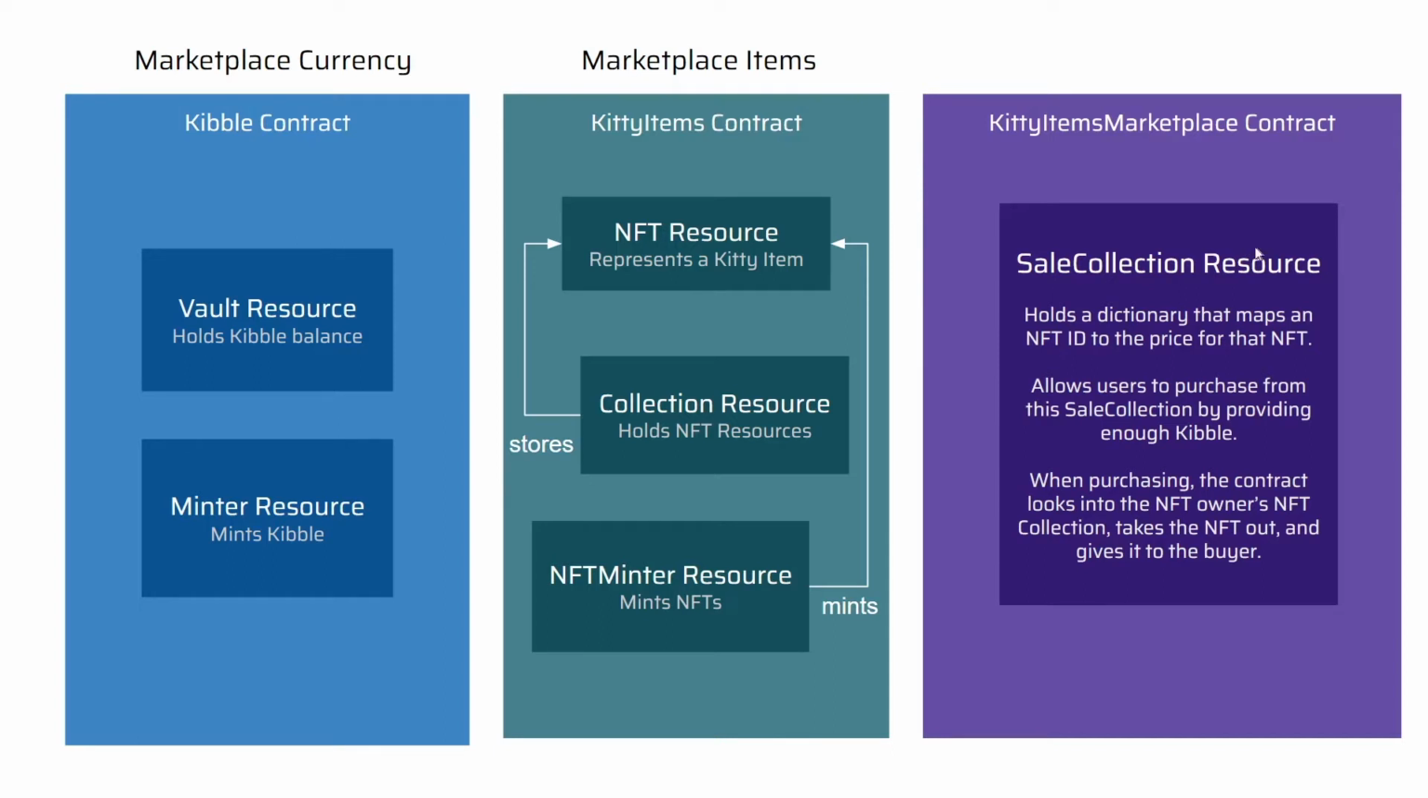And this sale collection resource holds a dictionary that maps an NFT ID to the price for that NFT. So what this means is it'll map an NFT ID that's probably defined in this resource right here, and it'll put a price of Kibble, so the amount of Kibble it will take to buy that. So it allows users to purchase from this sale collection by providing enough Kibble. And when purchasing, the contract looks into the NFT owner's NFT collection, so this right here, takes the NFT out and gives it to the buyer. So this is a simple project overview of what KittyItems looks like.